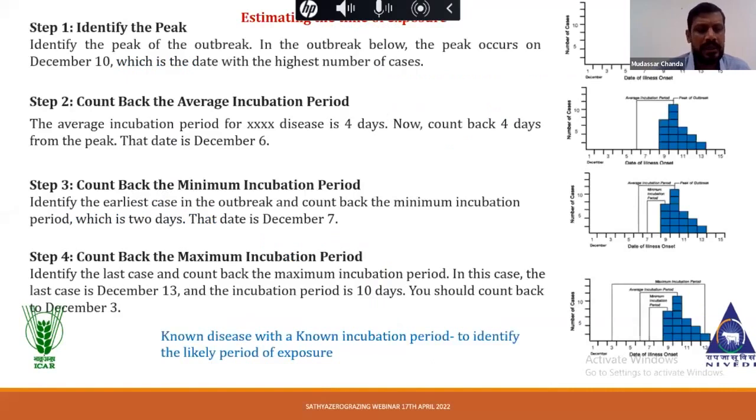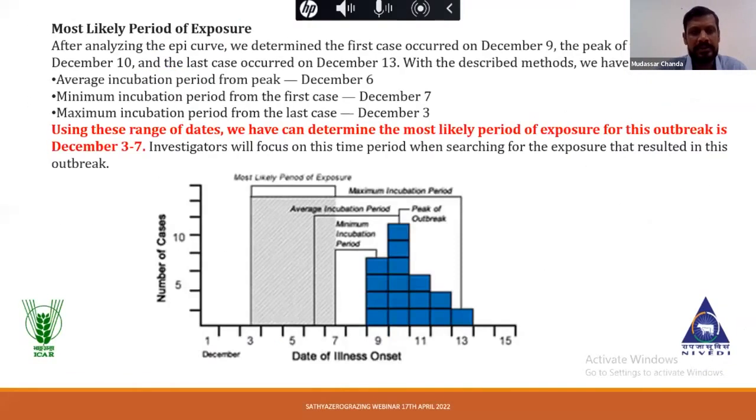And I'll just tell you how this picture will help, in maybe just one slide. What we get is the most likely period of exposure to that particular agent. So we know the peak of the outbreak, we know the minimum incubation period, the maximum incubation period, the average incubation period. If you plot that, and you see the gray shaded area, we can come to a conclusion that, okay, this particular period was the likely source of infection for that particular outbreak.